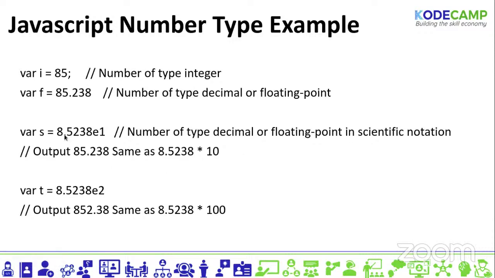If you run this on your console, what you should see is 85.238. But it's still the same thing as saying 8.5238 times 10. So this number after the e represents the number of zeros you're adding. Having e2 here is the same thing as saying this number times 100. Having e3 would also represent times 1000. So I hope you're following up to this point.